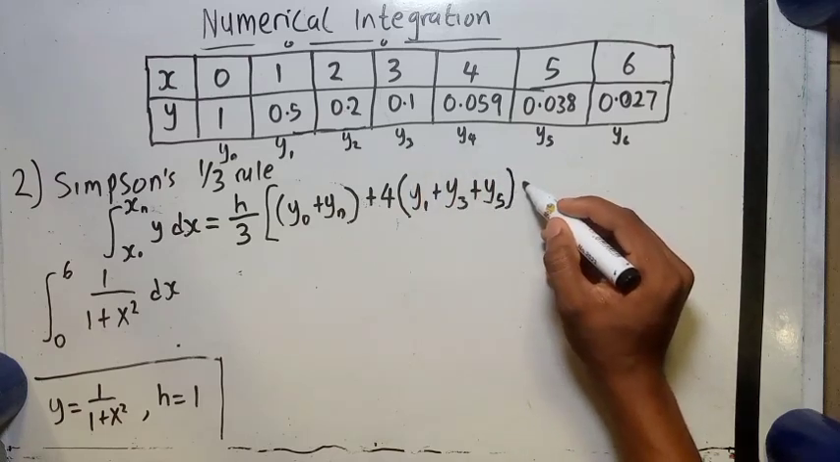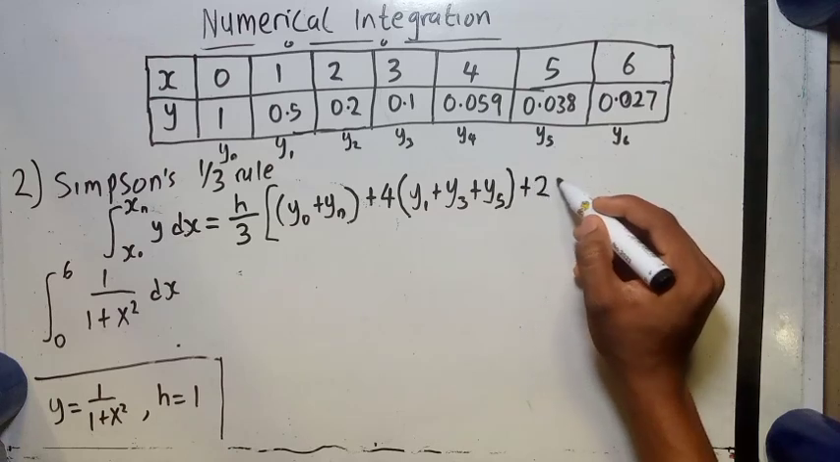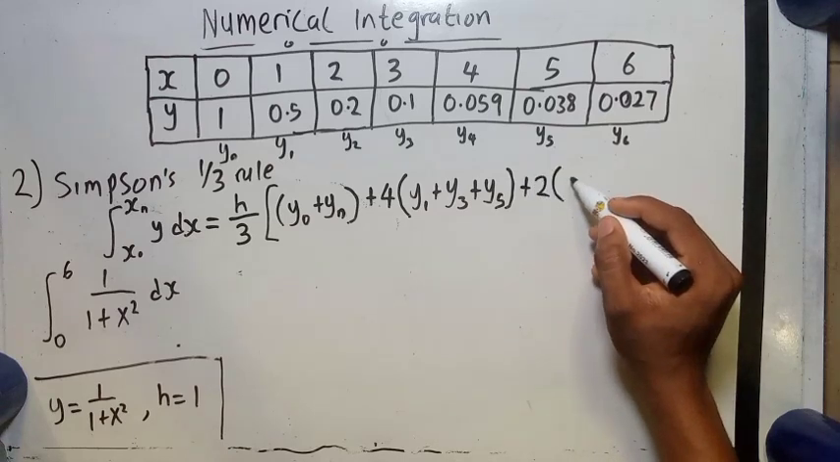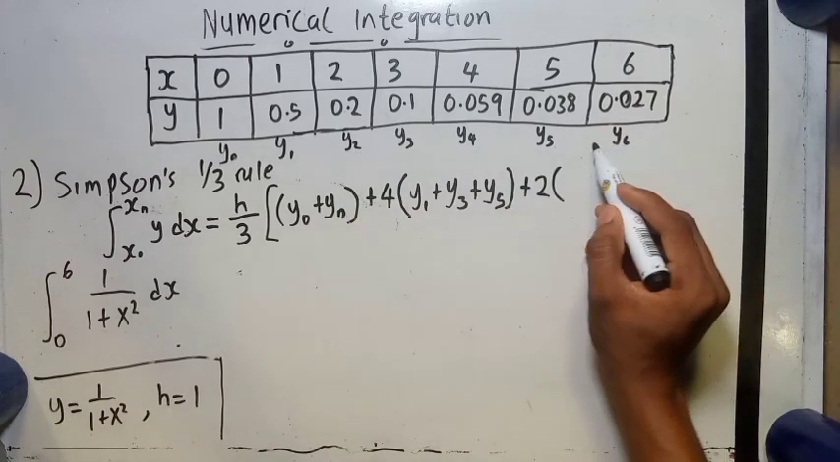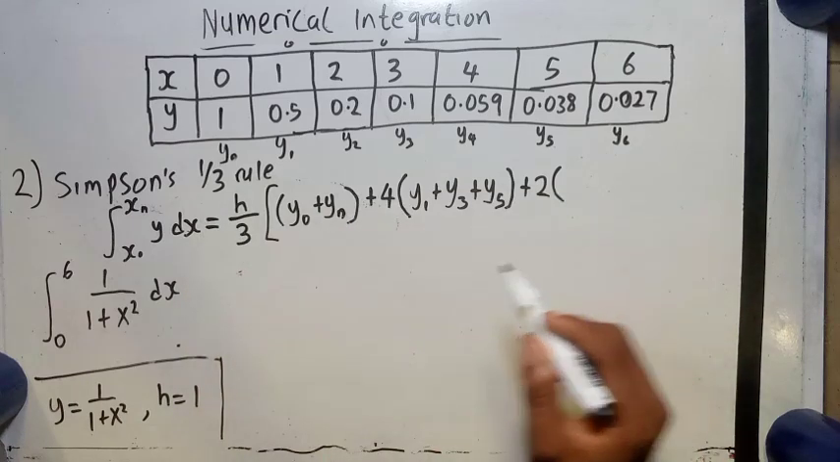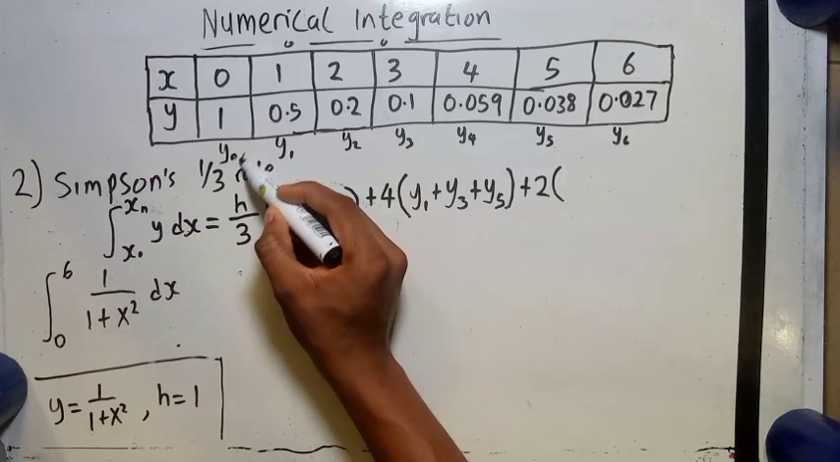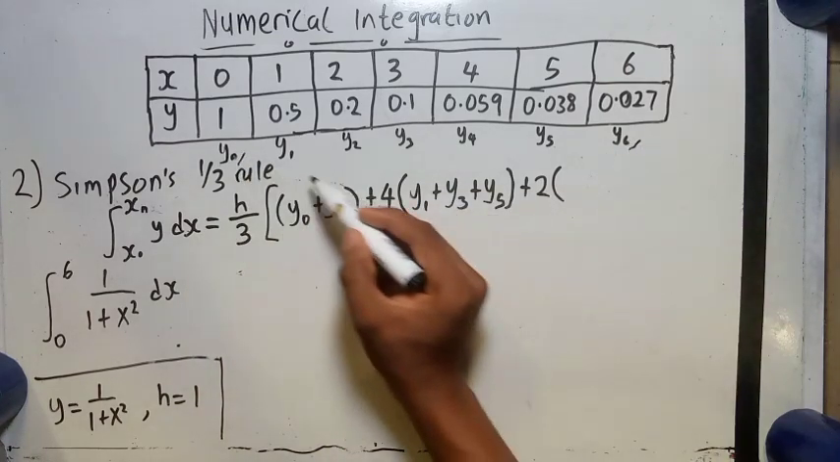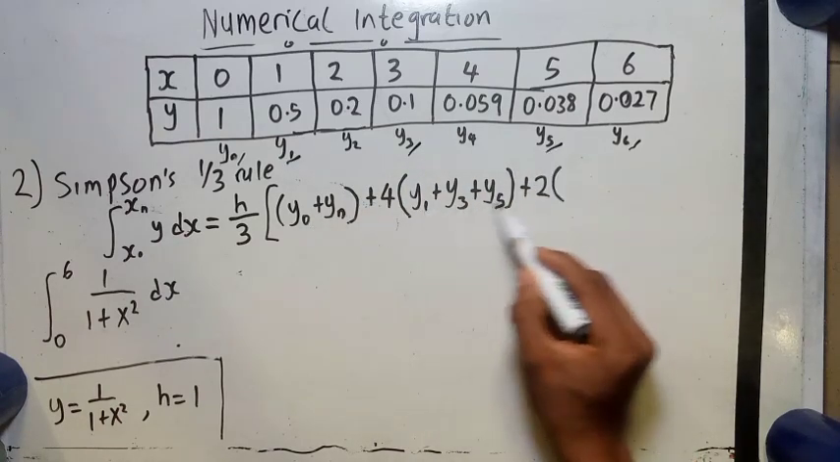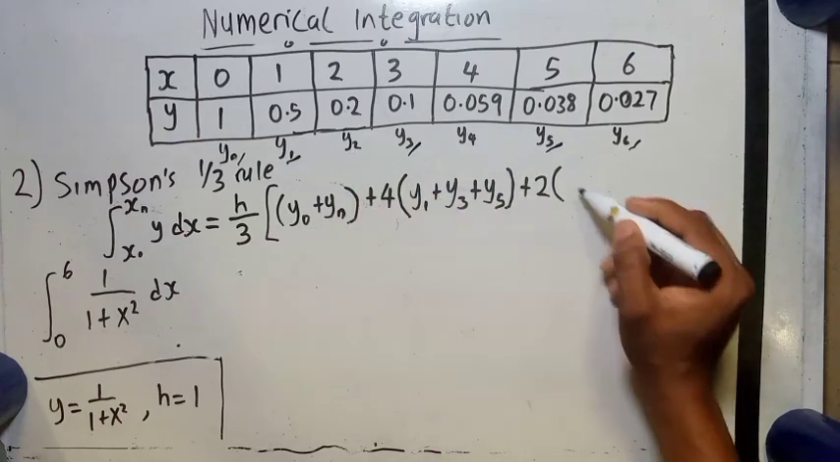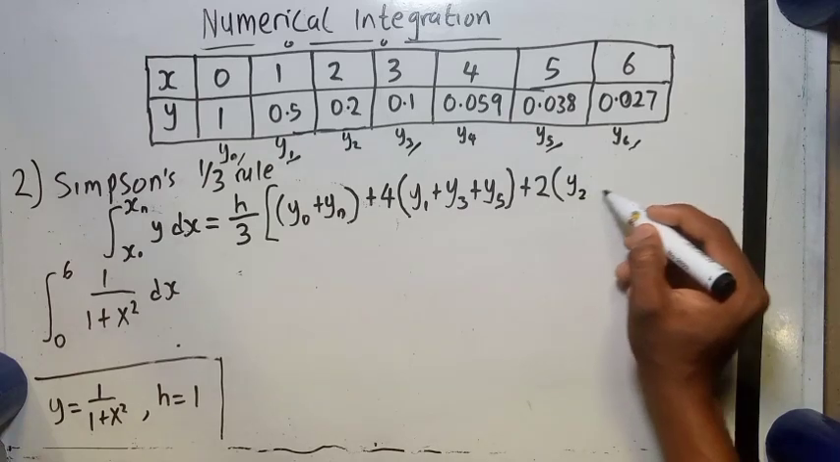Close the bracket. Then plus 2 times, now this time around is the one with the even numbers. Apart from the ones already taken, don't take them again. We have taken this one, and this one, and this one. Now what is left is just y2 and y4.